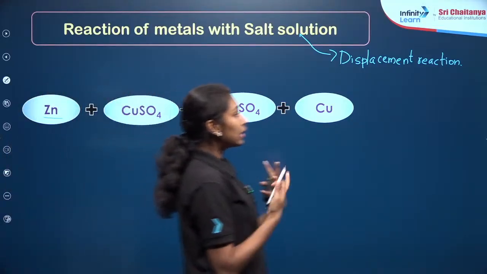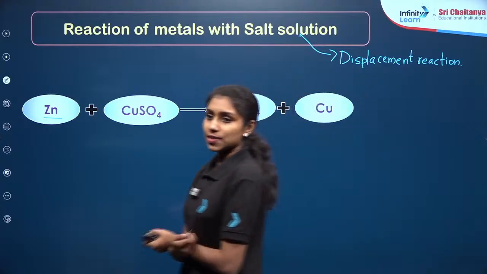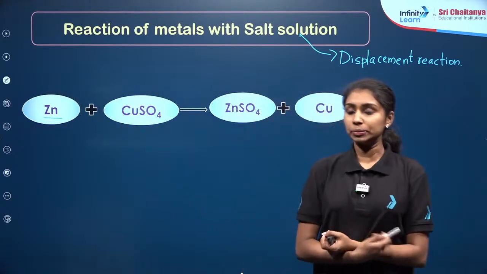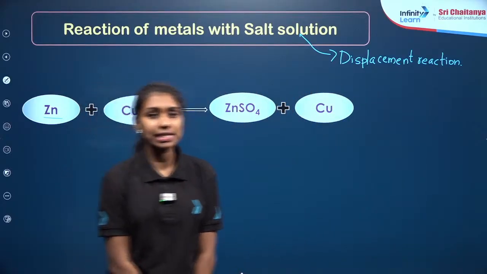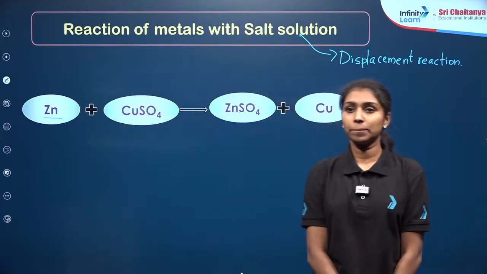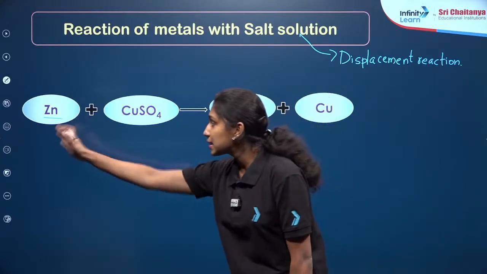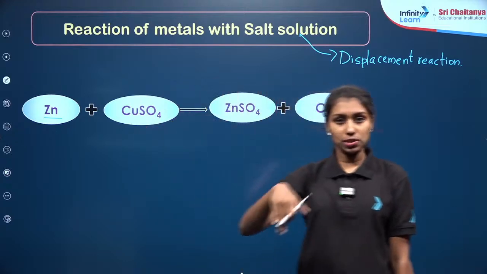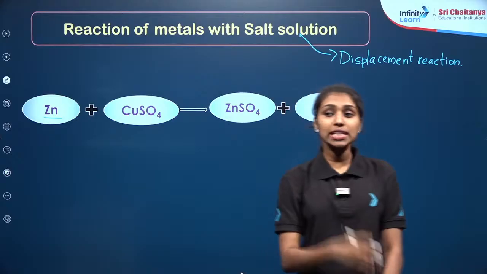So how can we predict the reactivity of zinc and copper according to this reaction? Which one is more reactive, zinc or copper? That is the importance of the reactivity series. Just let me know the answer. If you are comparing this reaction, zinc displacing copper from the copper sulfate solution, how can we predict the reactivity of zinc and copper? Which one is more reactive?